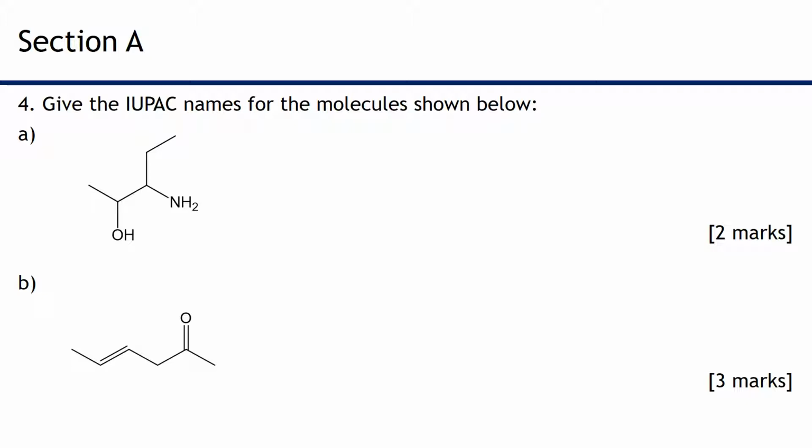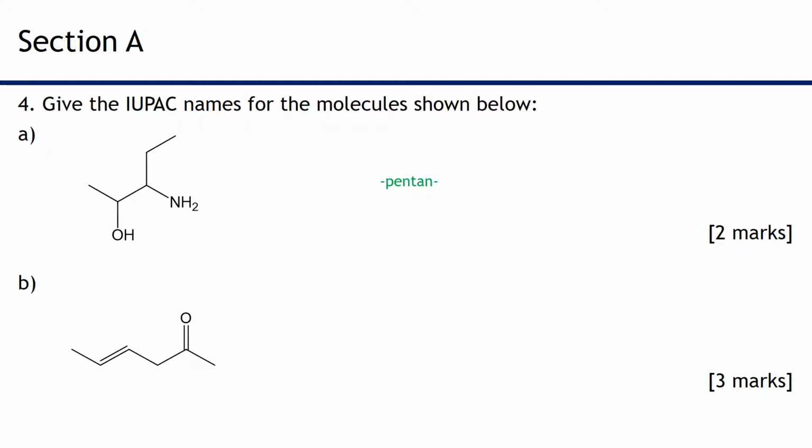Question 4 is an IUPAC naming question. You're asked to give the IUPAC names for the 2 molecules that are shown below. So we'll look at the molecule in part A first. First thing you want to do here is work out the root of the name. How many carbons are there in the longest chain? If you count the carbons there, you'll find that there are 5, and that tells you it must have pentan in its name.